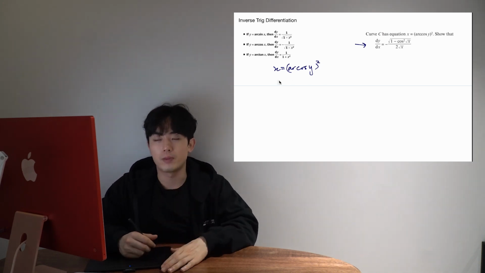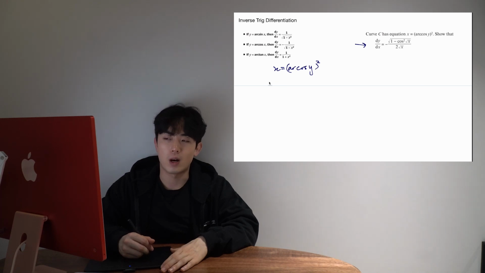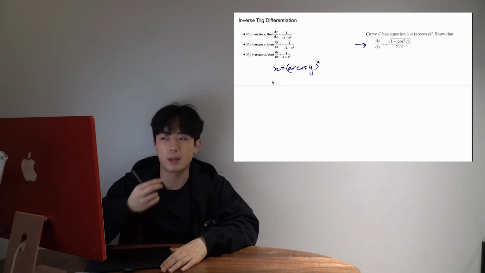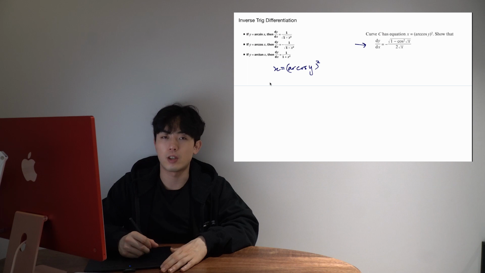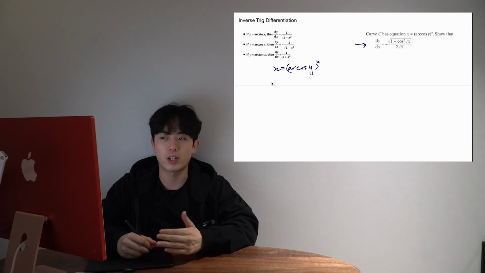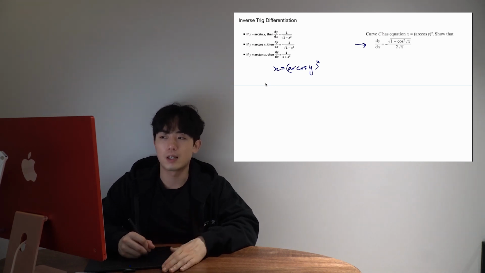There are many different ways of dealing with this. You could maybe rearrange for y, however that's going to make it a bit more complicated. So what we can do is just do implicit differentiation. That means we can differentiate each one separately. So let's bring the square to the other side. So x to the power of half is equal to arc cos y. Now this here is going to be very important. We're going to have to use this later on, so let's keep a note of it.